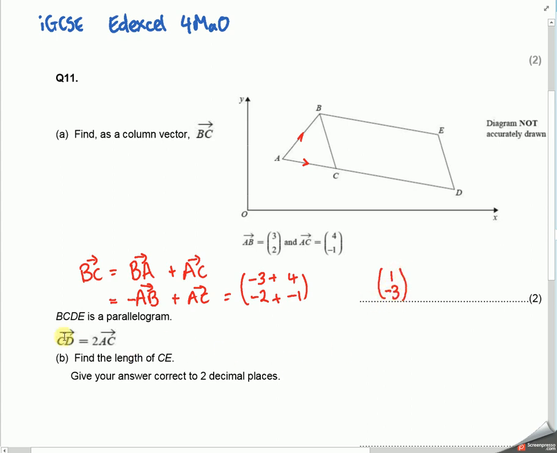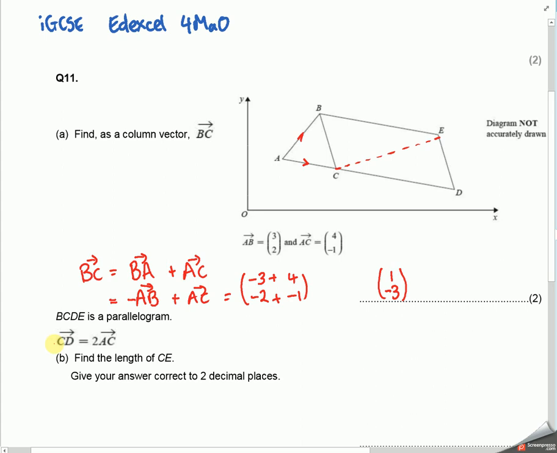The second part, we're asked to find the length of the line CE. So we've still got the same problem. We have to be able to describe the position of the line C to E using vector notation, and then we've got to work out how we can calculate the size of this. So first of all let's find the vector CE, and it needs to be done in terms of things that we know, and at the moment we don't know BE or CD.